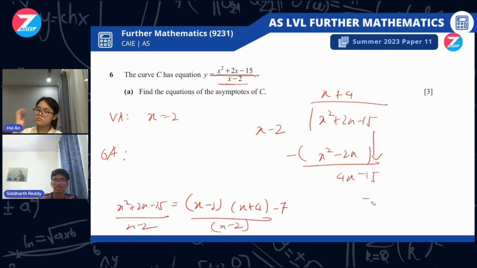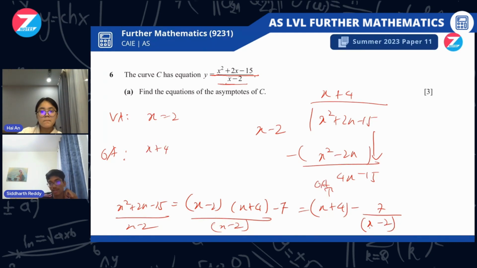But this right hand side basically just becomes x plus 4 minus 7 by x minus 2. So this thing, x plus 4, is actually the oblique asymptote. The reason being, as x tends to either minus infinity or infinity, the denominator becomes basically huge, and this whole fraction becomes zero and negligible. So that's why the oblique asymptote is y equal to x plus 4.